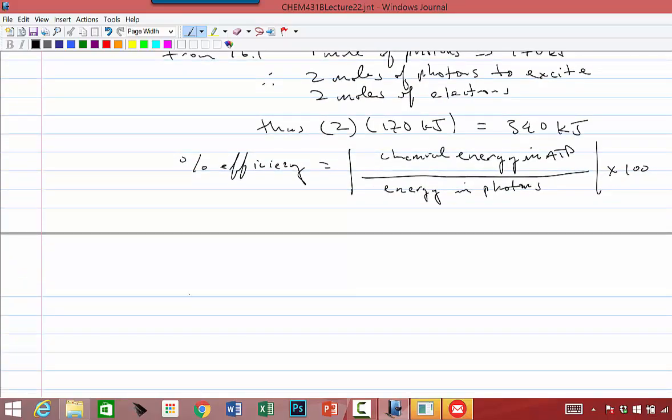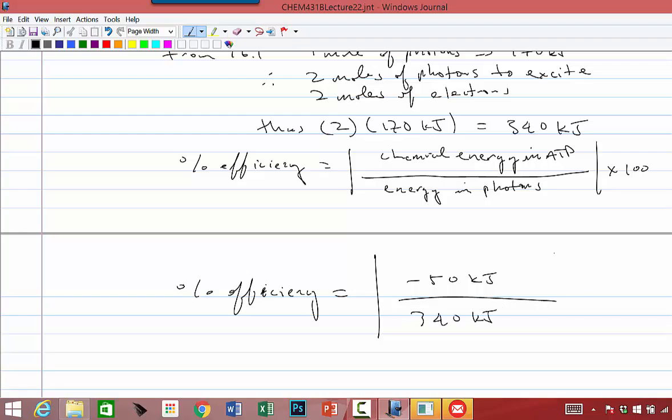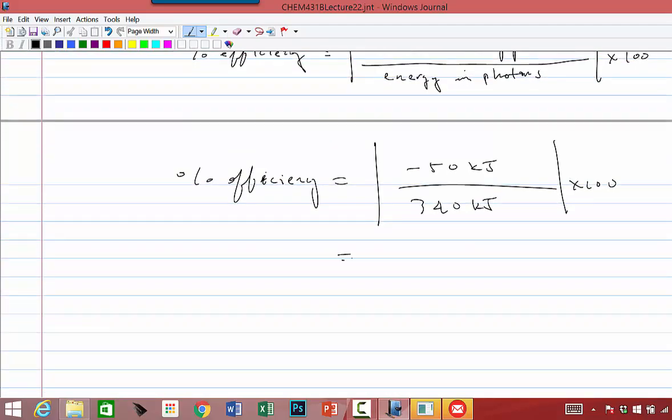So the percent efficiency is going to be equal to the absolute value of minus 50 kilojoules divided by 340 kilojoules multiplied by 100, and that's going to give us 14.7%. Okay, so that's the efficiency of converting the light energy into ATP.